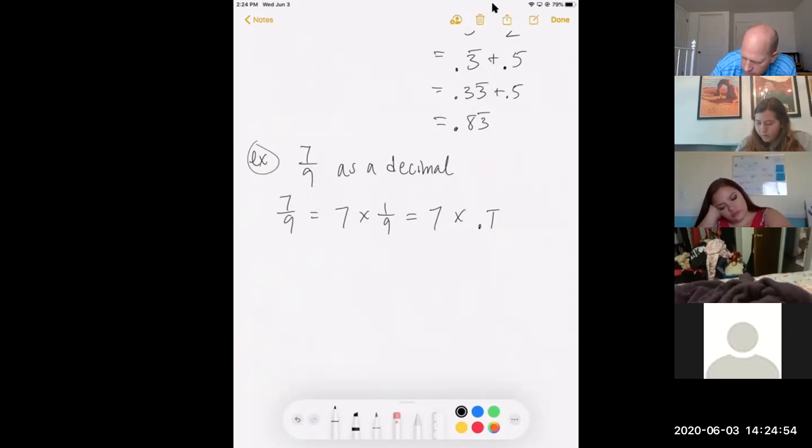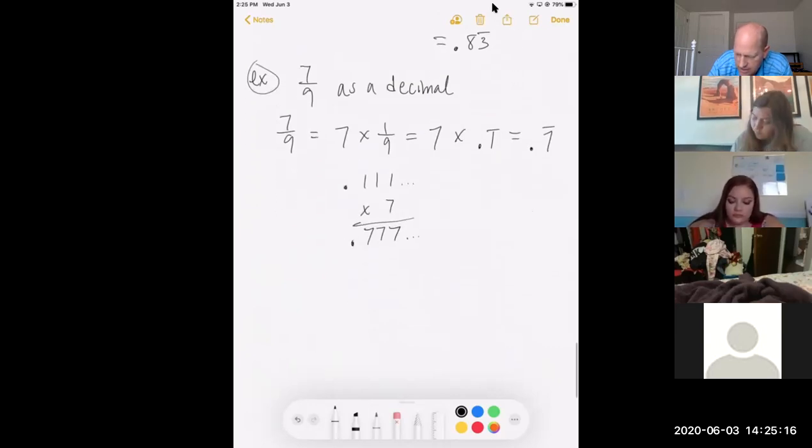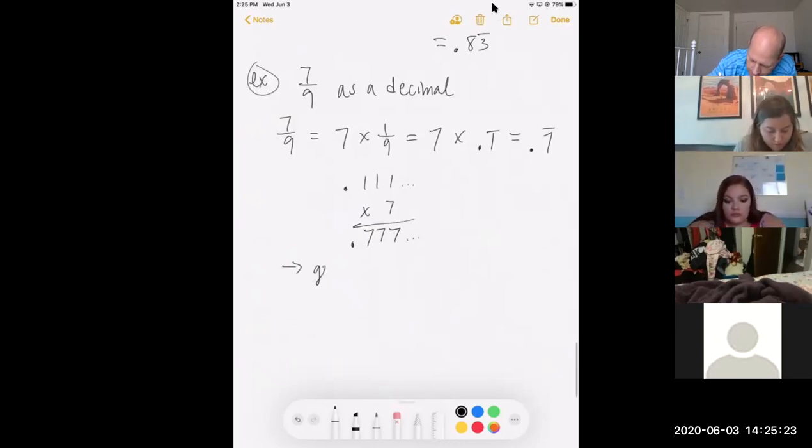And when you do 0.1 repeating times 7, you'll multiply every one of those by 7. So 7 × 1 is 7, 7 × 1 is 7, 7 × 1 is 7. Move the decimal over 3 places, and then you keep going. Okay? So that's how we get the answer for 7/9 as a decimal. Taking our 0.1 repeating, multiply by 7. So this leads to a generalization.